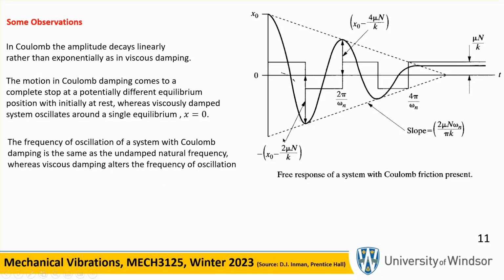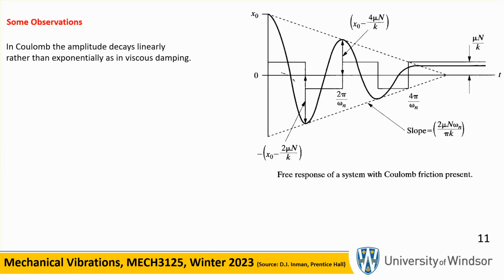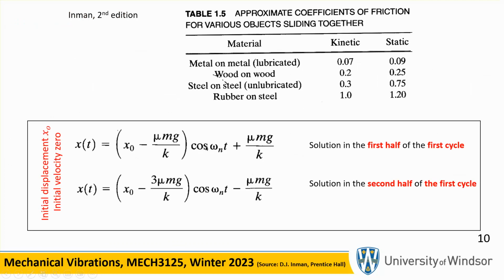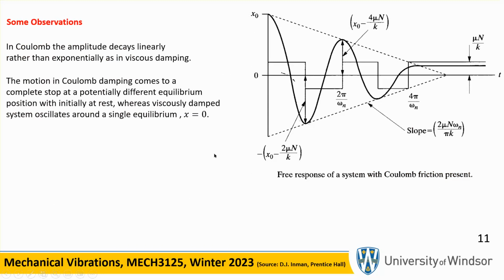Now, the other thing is that if you look at the frequency of oscillation in Coulomb damping, that's omega n, not omega d. In the viscous damping case, the frequency of oscillations with a viscous damper was omega d. It's a little bit smaller than omega n. Not in the case of Coulomb damping. As a matter of fact, when you look at the solution, let me back up for a second. Notice that it's cosine of omega n t, not omega d t. There is no such thing as omega d. Okay, so let's go ahead.